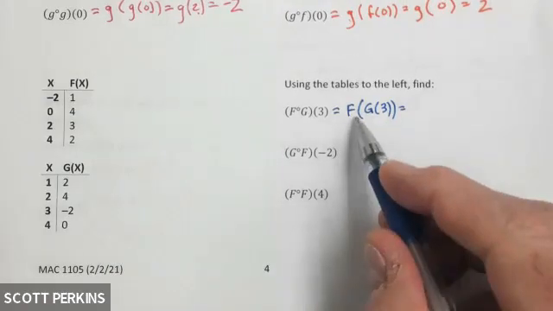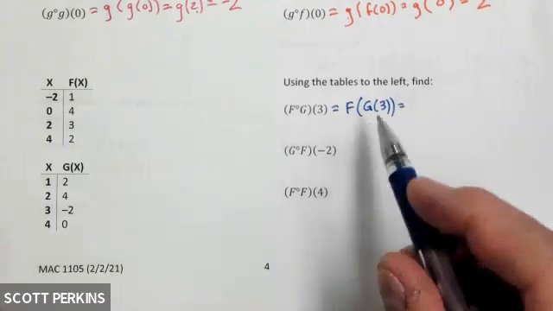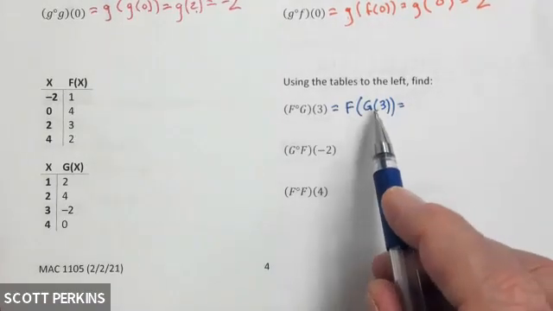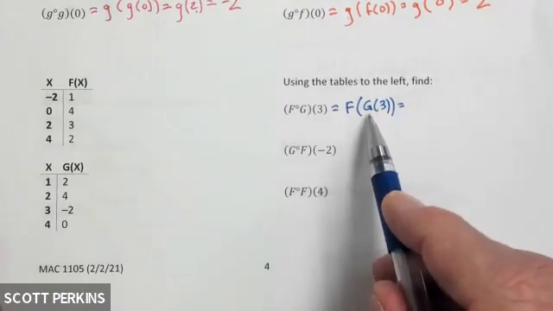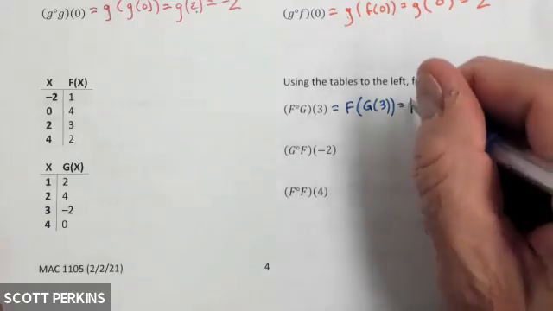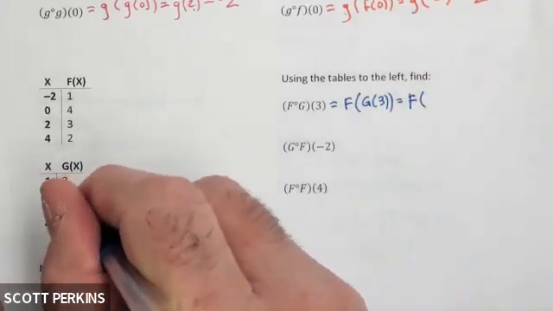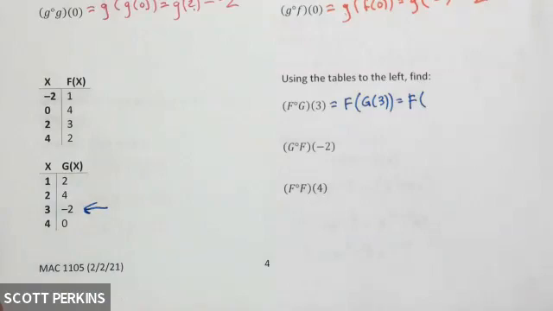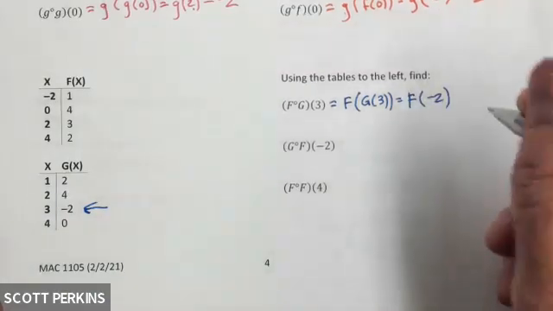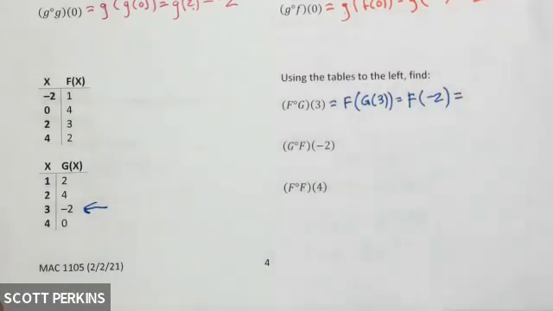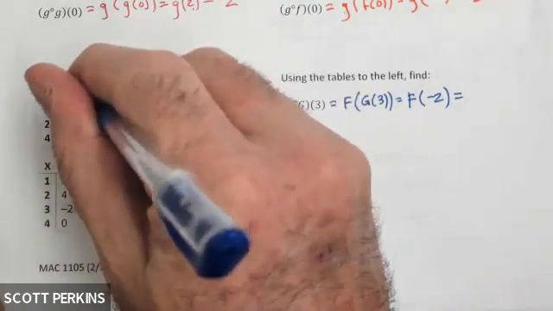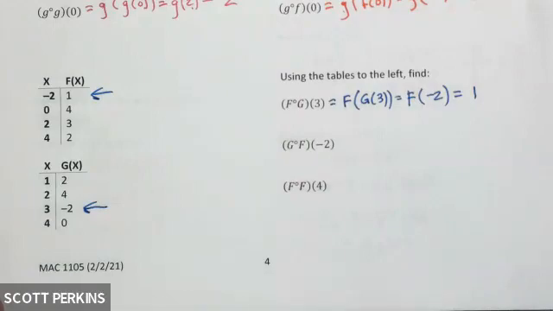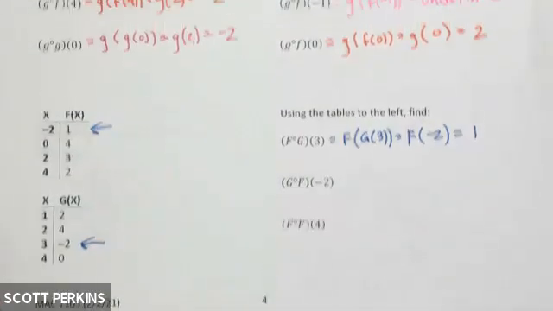All right, I got F composed with G of 3. So I go over to the table that defines the values of G. What is the value of G at 3? Right here, it is negative 2. So now I'm going to plug that value into F. What is the value of F at negative 2? Okay, it is right here. You are exactly right. It is 1. So we're using 2 different tables. I'll give you a couple moments to go ahead and do the next one.